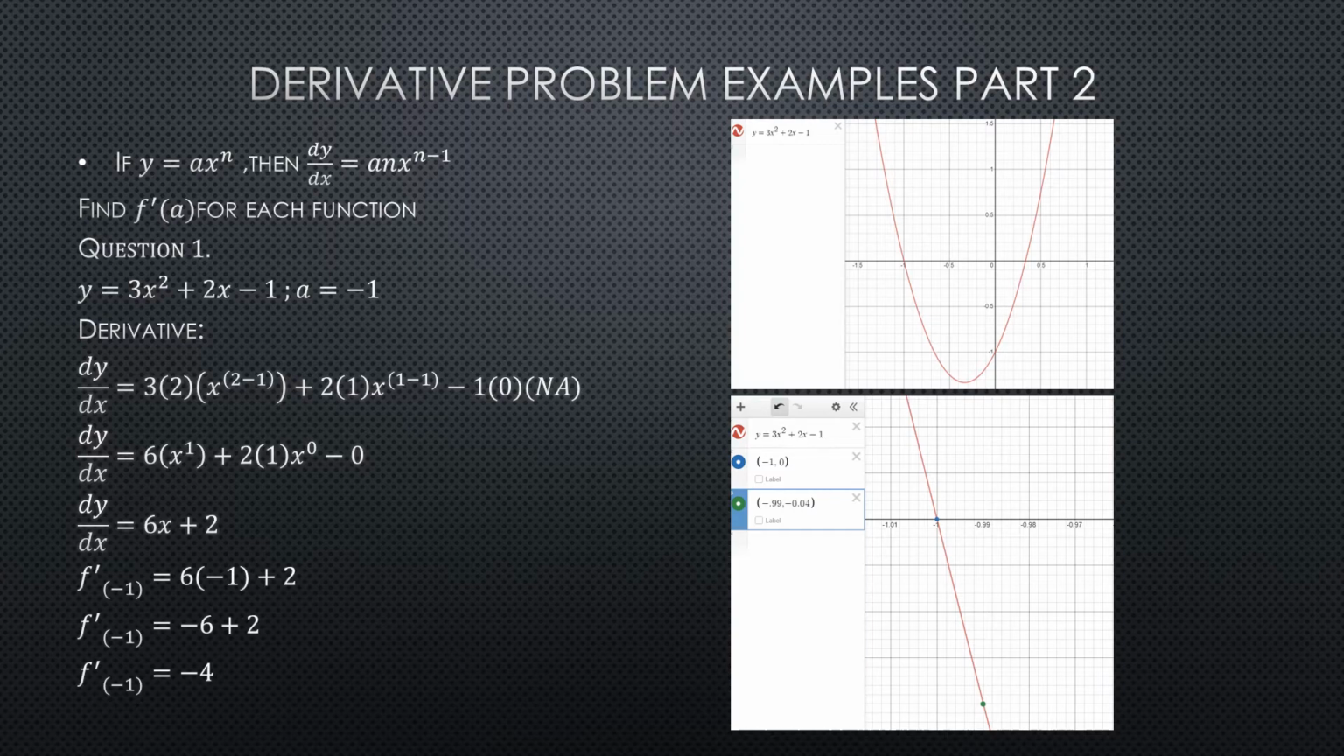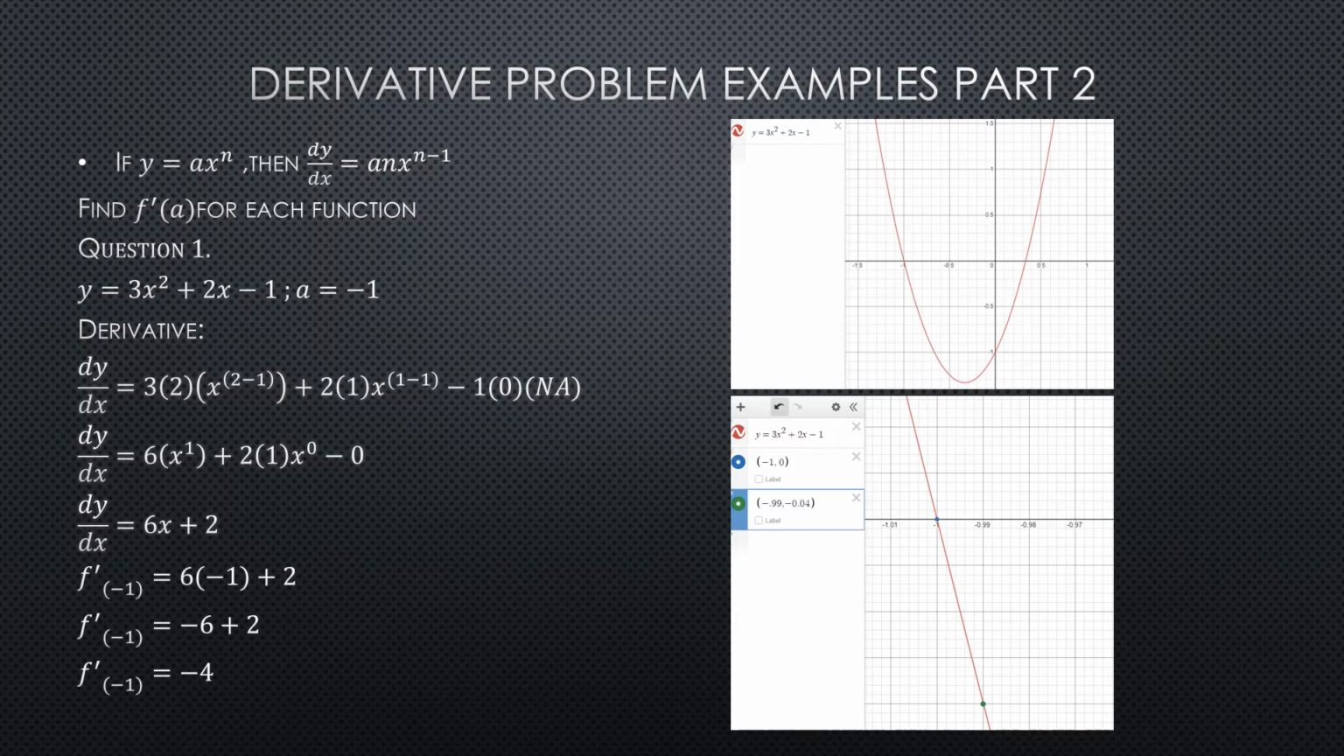So it's asking for a specific slope at a specific x, if you would, and a would be that specific x. So the first step is to go ahead and take the derivative. That gives us dy/dx of the function, and you can follow the math there, of 6x plus 2.